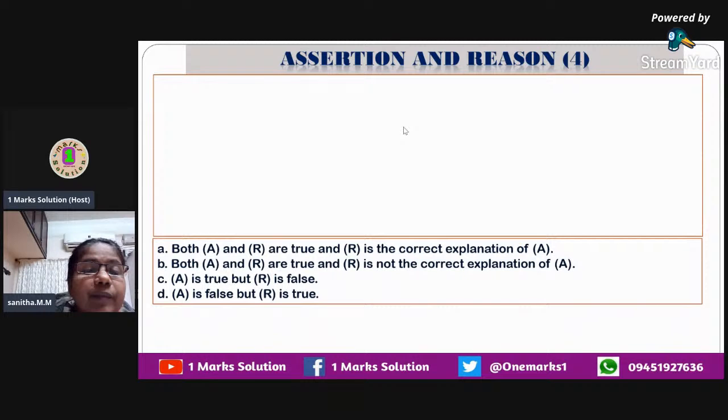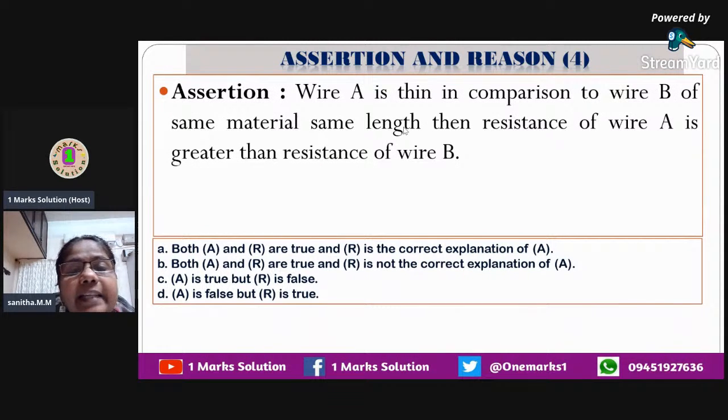The fourth question, assertion. Wire A is thin in comparison to wire B of the same material, same length, then resistance of wire A is greater than the resistance of wire B. I'll read it once again. A wire A is thin. They are telling it is thin in comparison to the wire B. Here two wires are there and wire A is thin, of same material, same length.